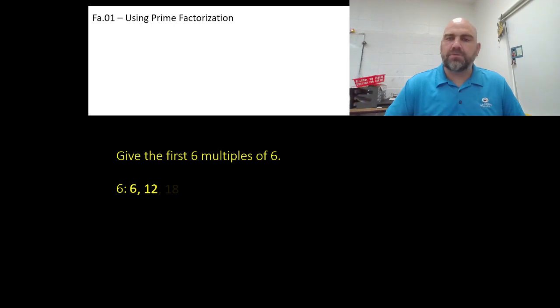And then 6 times 3, which is 18. And then 24. And then 30. And then 36. And then on and on. There is an infinite number of multiples for any value. In this case, the value of 6 has an infinite number of multiples. They just keep going up. We're just going to keep adding 6 each time, or it's a multiple: 6 times something, multiplied by something.